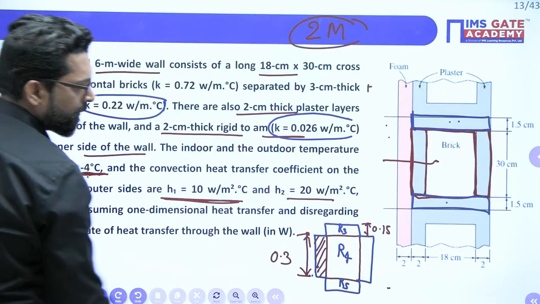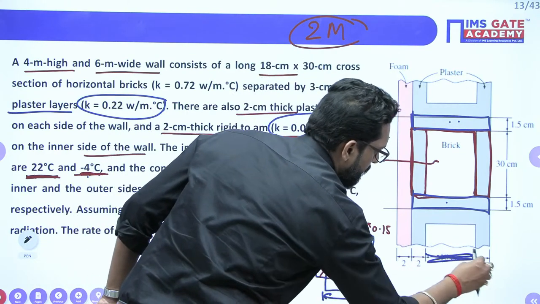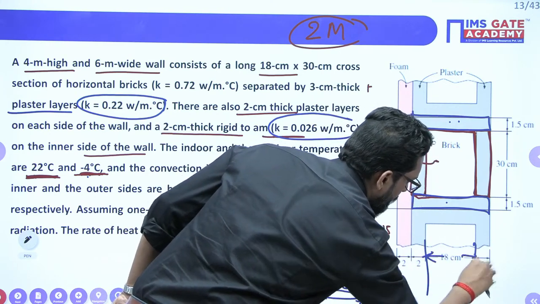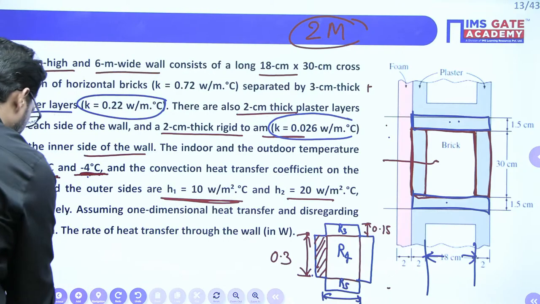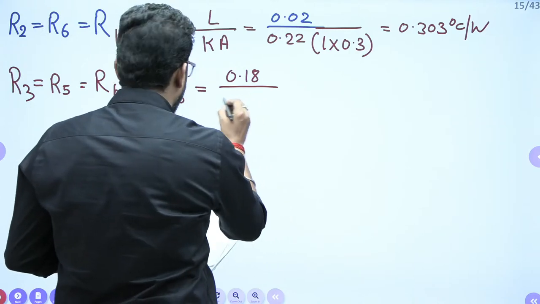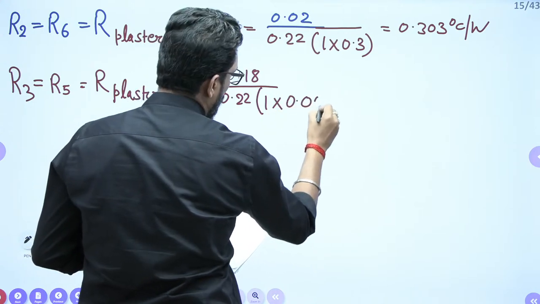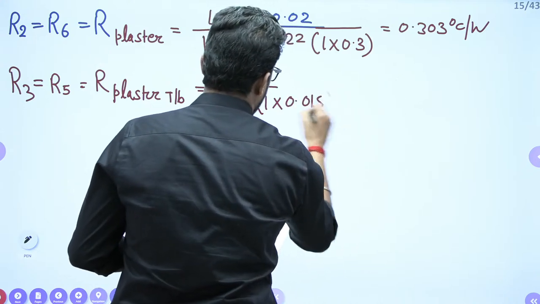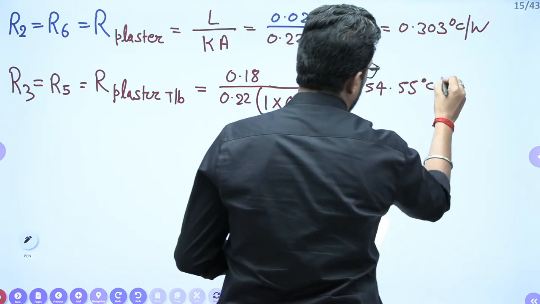See, L is this one, and this one is 0.18, because 18 centimeter is given. So this is your K 0.22 into 1 plus area 0.0015. Sorry, 0.015. So if you calculate, this is your 54.55 degree centigrade per unit watt.